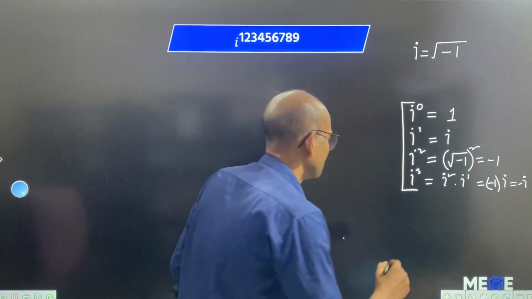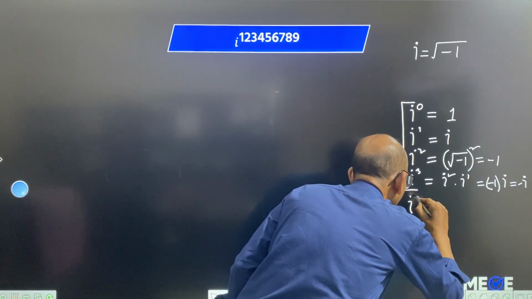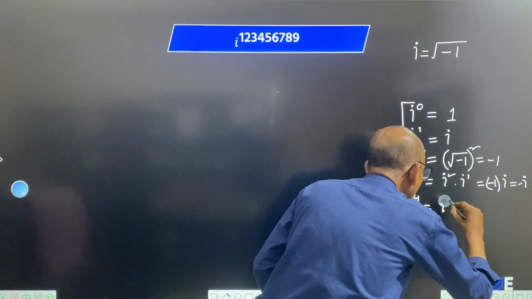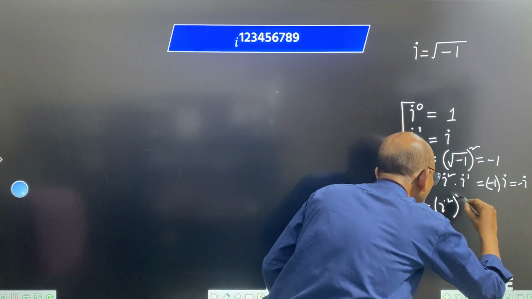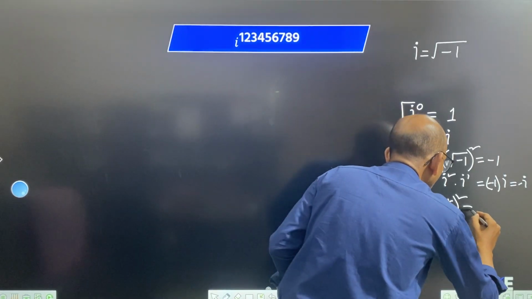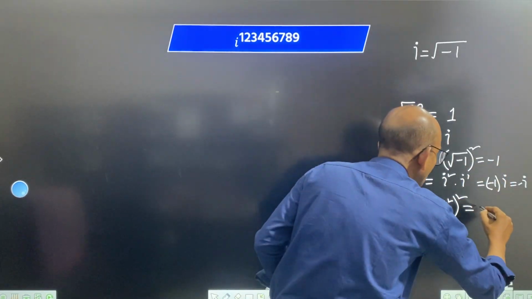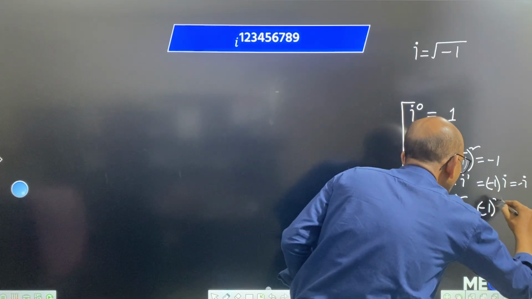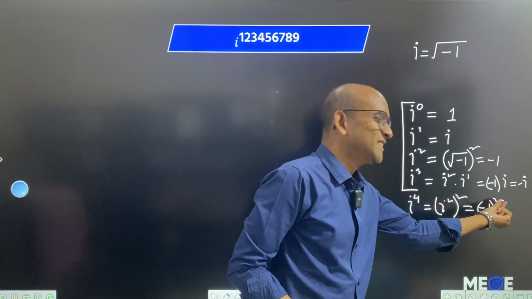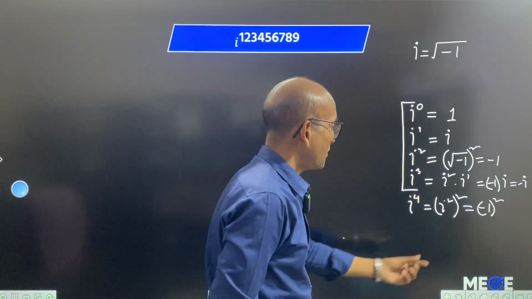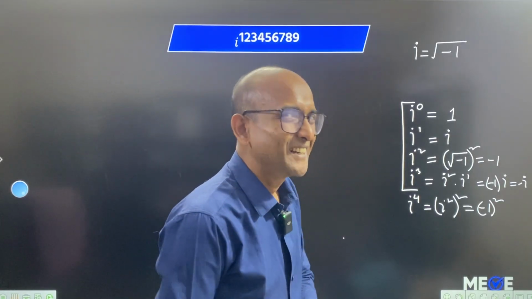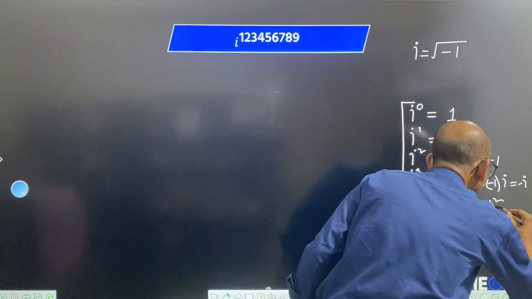Let's discuss now. This is i to the power 4. How much are we getting? i square whole square, as per the rule of exponent system. So i square is minus 1 and there is a whole square. This square is placed here again. So minus 1 multiplied by minus 1 is how much? Plus 1. So it is plus 1.